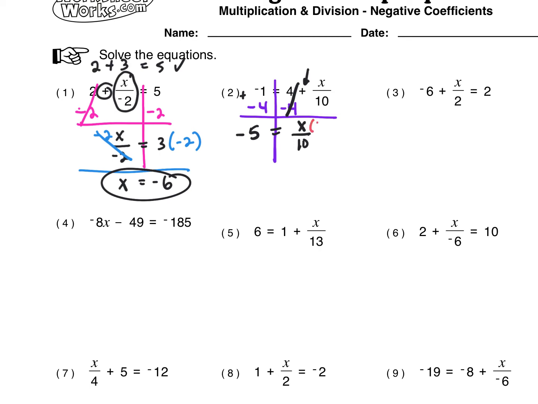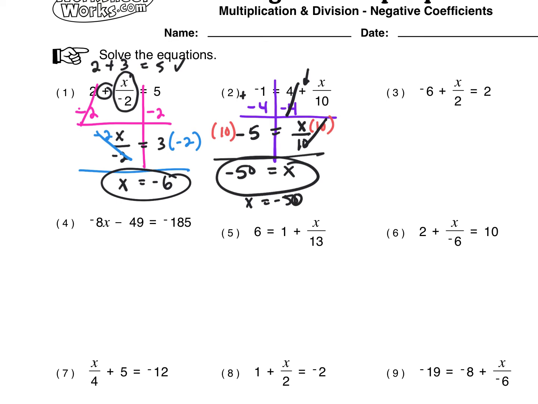So I can put it either in front or behind. If you're more comfortable, you can put it in front of the x. And on this side, I'm going to multiply by 10 as well. So 10 times -5 is going to give us a -50, and the 10's on this side cross out, leaving x. So our answer is -50 equals x, or we could say that it was x equals -50. If you'd prefer to reverse it, write it this way, that's fine.